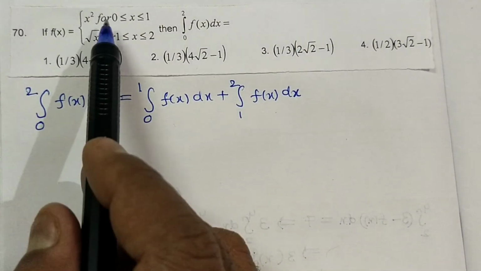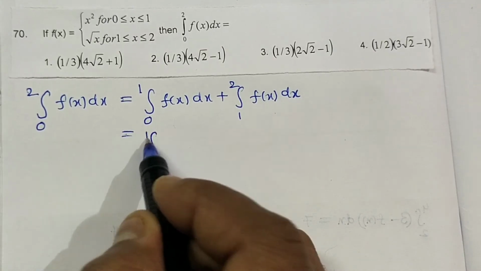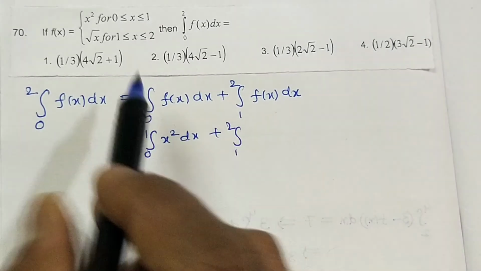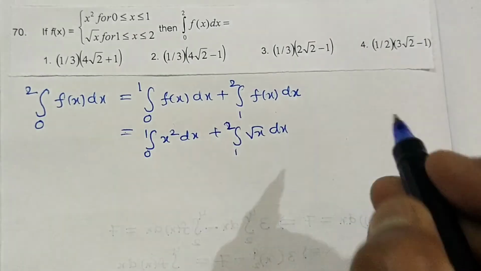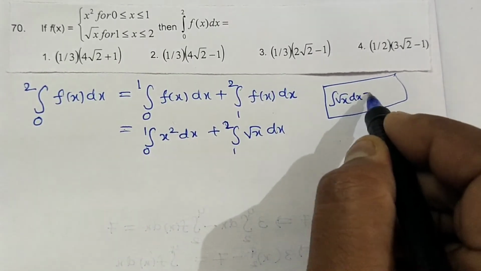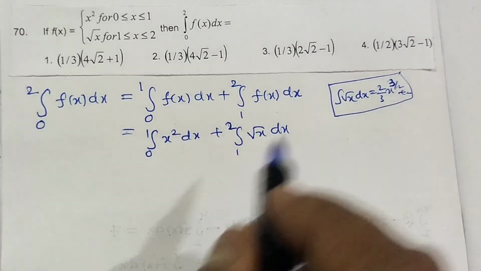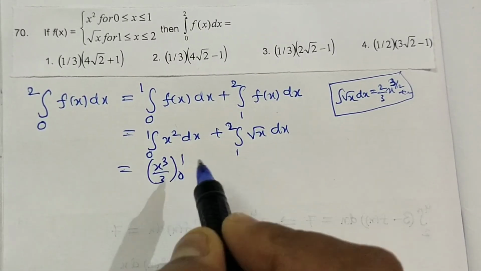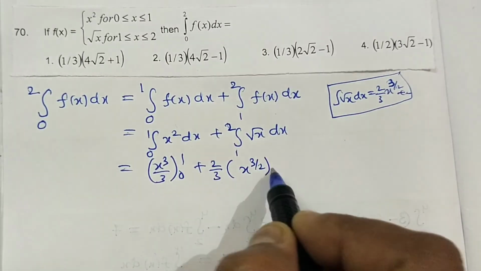0 to 1, that means the function value is x square, so 0 to 1 x square into dx. Integral 1 to 2, the function is root x. Note that integral root x dx is equal to 2 by 3 x power 3 by 2. So integral x square is x power 3 by 3, applying the limit 0 to 1. Integral root x is 2 by 3 into x power 3 by 2, applying the limits 1 to 2.